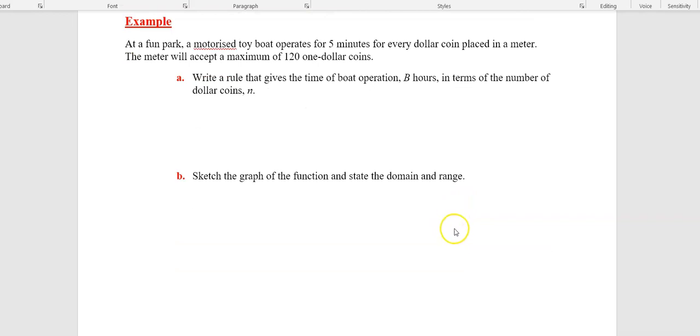Okay, so the example here says, at a fun park, a motorized toy boat operates for 5 minutes for every dollar placed in the meter. The meter will accept a maximum of 120 $1 coins. So write a rule that gives the time of boat operation B hours in terms of the number of N dollar coins. So for every 5 minutes, you will have to put in $1.